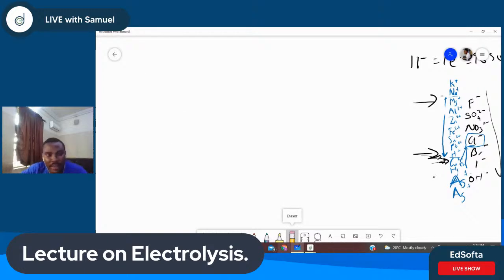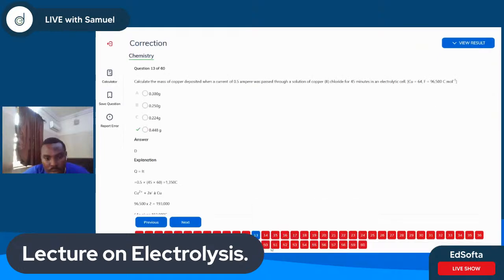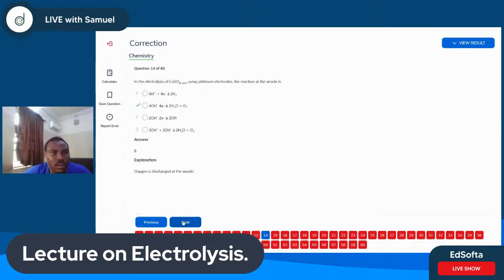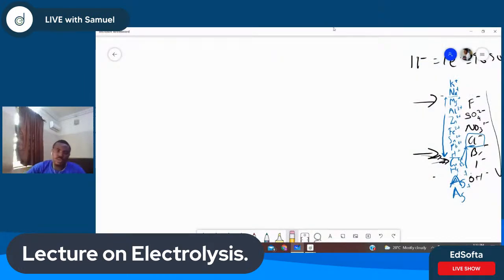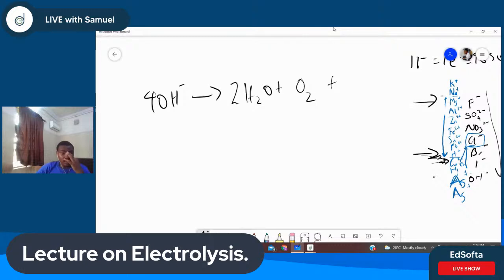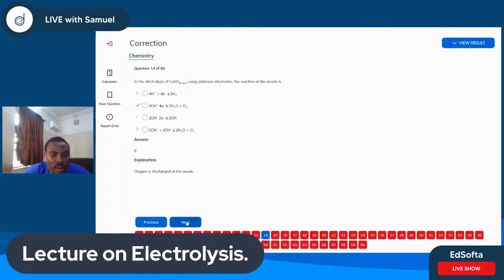So let's see if we can still attempt more questions. We see this in the electrolysis: the reaction at the anode. I said the reaction for oxygen from OH is not just the random OH, it is this: 4OH minus gives us 2H2O plus O2 plus 4e minus. So this is our equation for oxygen when it is being liberated.